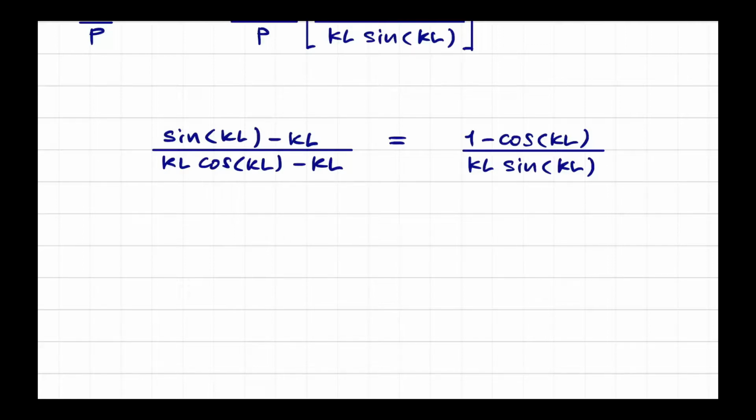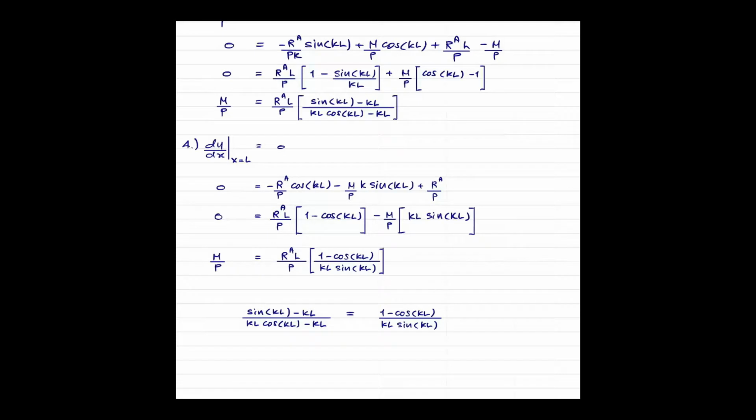You can do it the other way around, by writing the RAL over P in terms of M over P multiplied by the coefficient. Of course, you end up with a set of function of KL equals to another set of function of KL. So we need to solve for KL. All right, that's the idea.